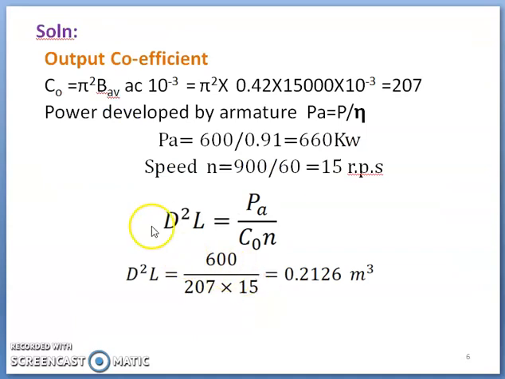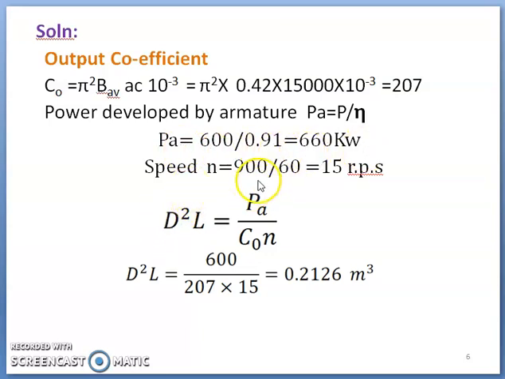Here, this procedure I have already discussed in example 1, how to determine the D square L product. First we find the output coefficient, C naught, given as pi square B average AC, and as B average is 0.42 and AC is 15,000, C naught is 2087. Then power developed by armature is given by PA equal to P by eta, and the output rating of this machine is 600 kilowatt. Hence PA equal to 600 divided by 0.91. Efficiency is 0.91. Hence PA is 660 kilowatt.